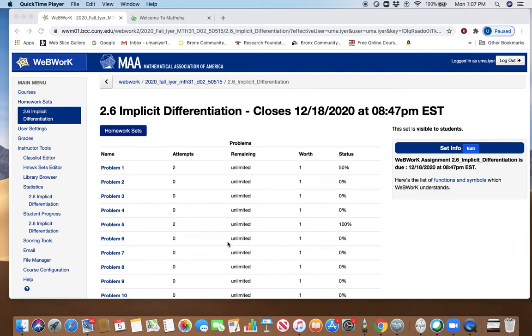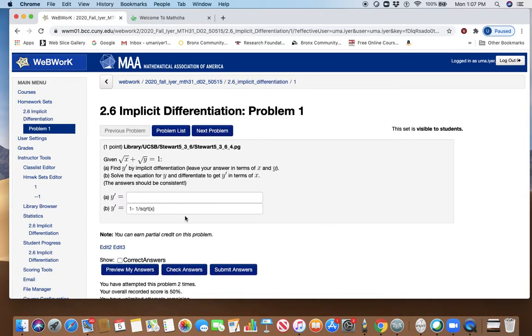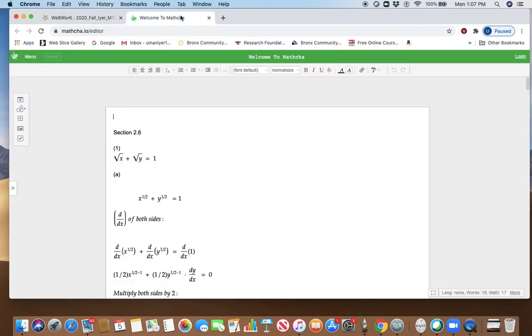Back. So now we'll work on problems from section 2.6, implicit differentiation from WebWork. Problem 1. Given square root x plus square root y is 1, find y prime by implicit differentiation. Leave your answer in terms of x and y.